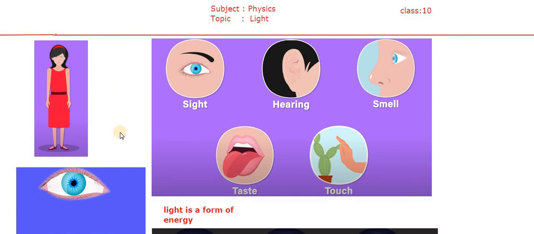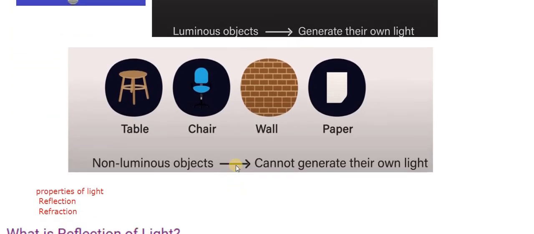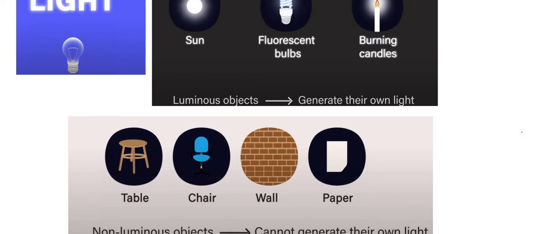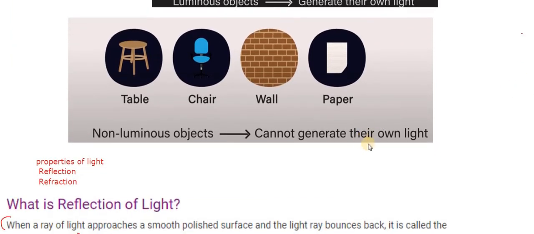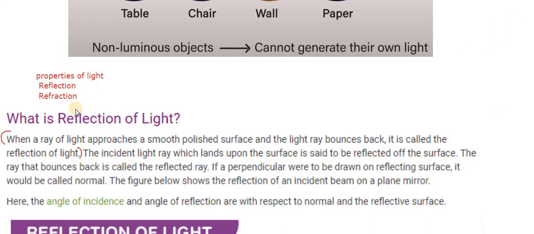We said that light is a form of energy. Luminous objects generate their own light, and examples are the sun, fluorescent bulb, candles, etc. Non-luminous objects cannot generate their own light, and examples are table, chair, wallpaper, etc. Next, the properties of light: reflection, refraction, diffraction, and interference.